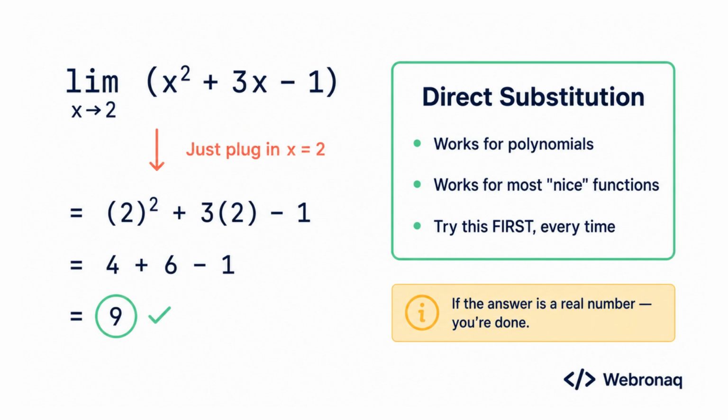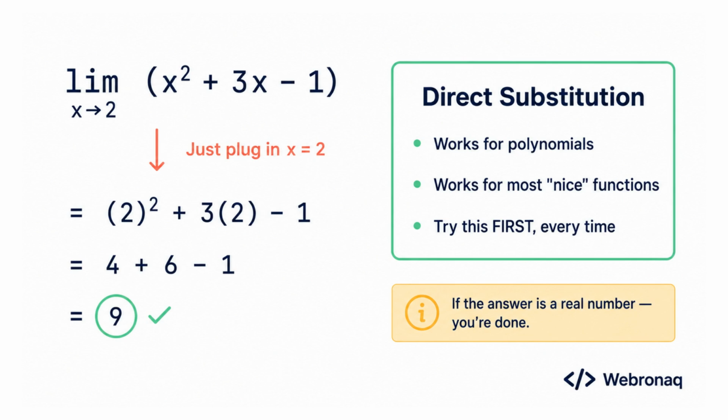Alright, let's start with the easiest tool in the box, direct substitution. The idea is simple. If you want the limit of a function as x approaches some number, just plug that number into the function and see what comes out. That's it. Look at this example. We want the limit of x squared plus 3x minus 1 as x approaches 2. So we substitute 2 wherever we see x. 2 squared is 4, plus 3 times 2 is 6, minus 1. That gives us 9. Done.